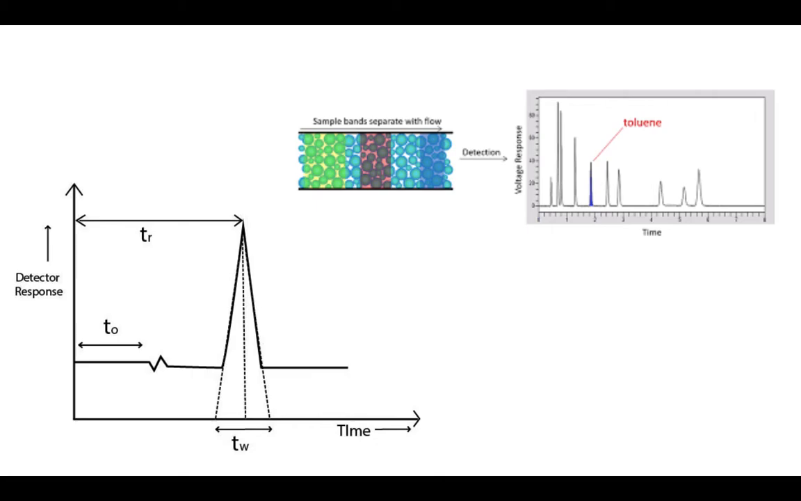The retention time of a particle is characteristic to that component under those conditions, and is measured from the time the sample is injected, so right here, to the time the maximum of the peak is reached. These retention times can be used to identify the compound.